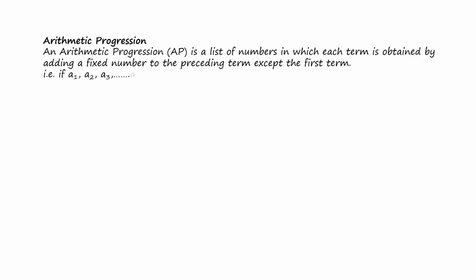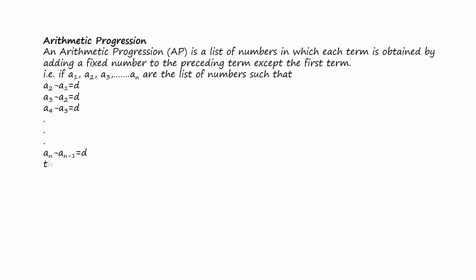That means if a1, a2, a3, continuing up to an, are a list of numbers such that a2 minus a1 equals d, a3 minus a2 equals d, a4 minus a3 equals d, and it continues up to an minus 1 equals d, then the given list of numbers a1, a2, a3, a4, up to an, are said to be in AP.